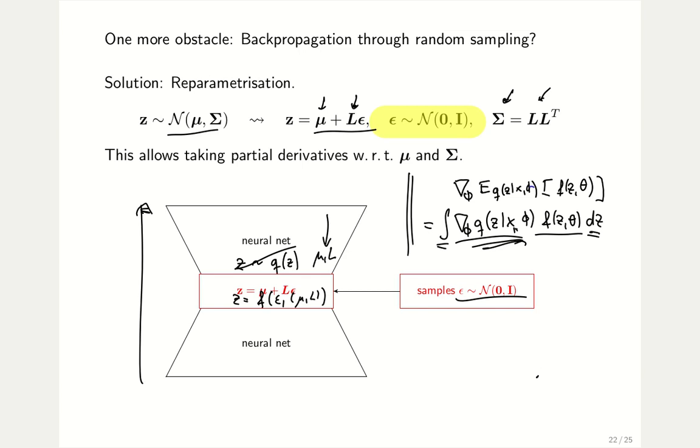Two more things to mention on this slide. This way of sampling is one more reason why people like to use the Gaussian distribution, because it's very simple to implement the sampling process for the Gaussian distribution and to do all these backpropagation steps.